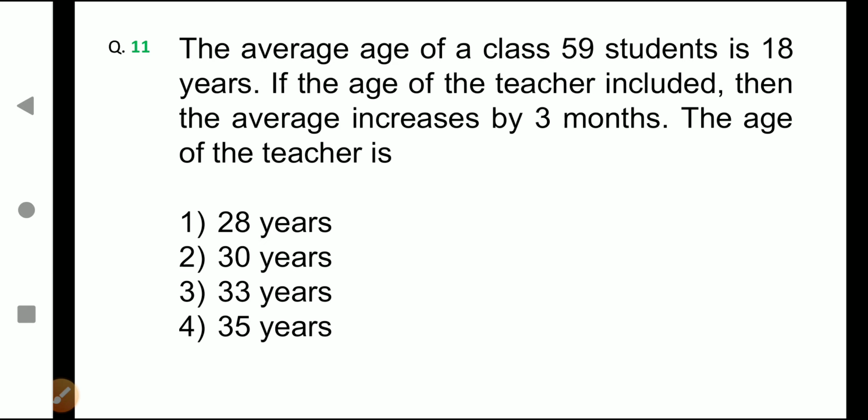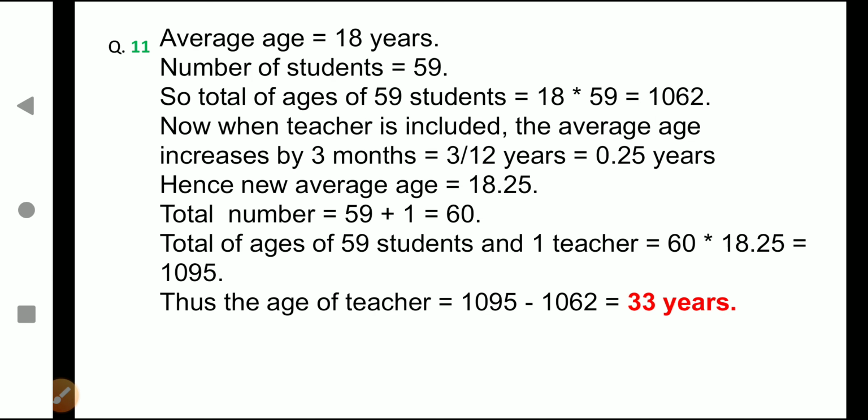Next question: the average age of a class of 59 students is 18 years. If the age of the teacher is included, the average age increases by 3 months. Then what is the age of the teacher? The average age is 18 years and the number of students is 59, so the total age is 18 into 59, which is 1062.